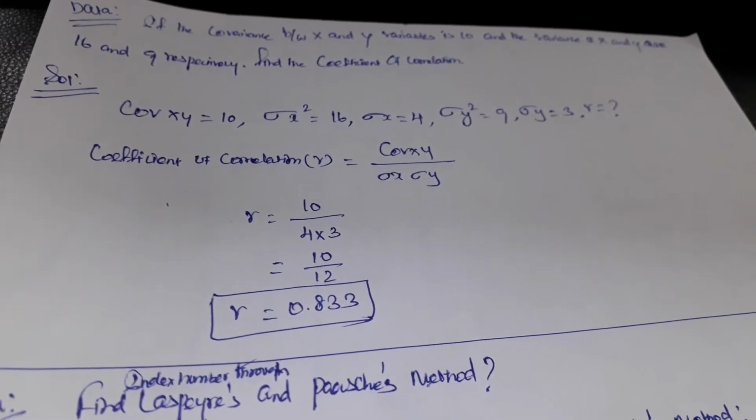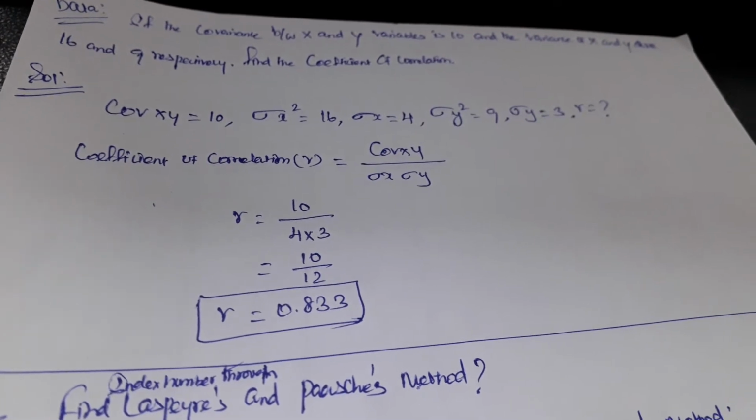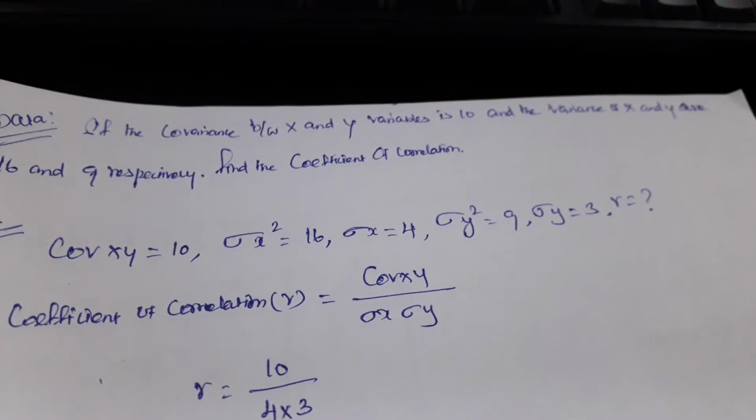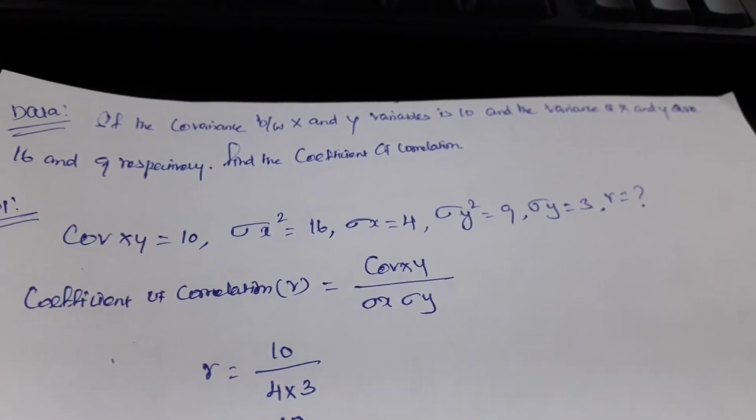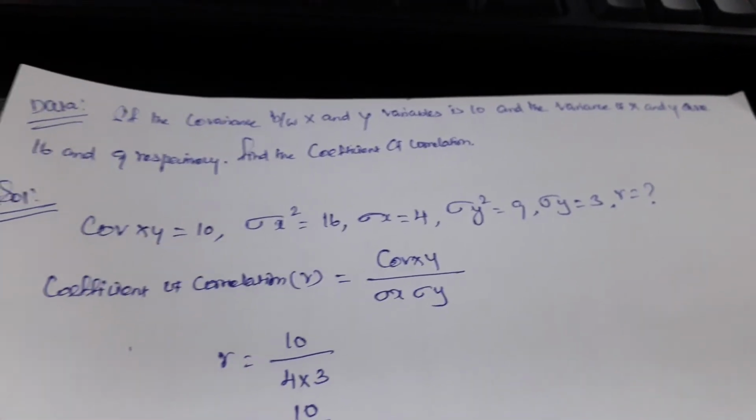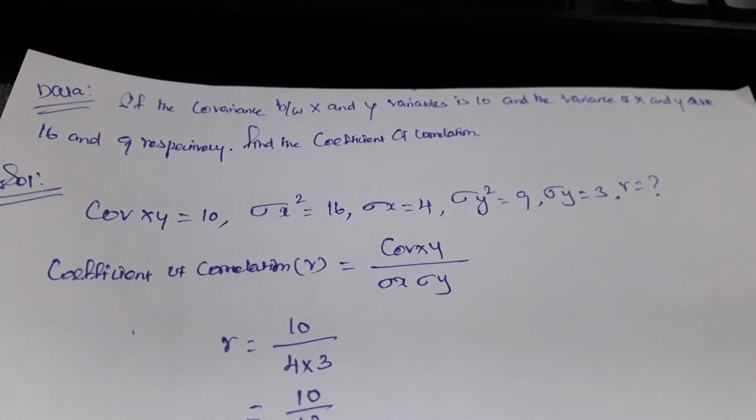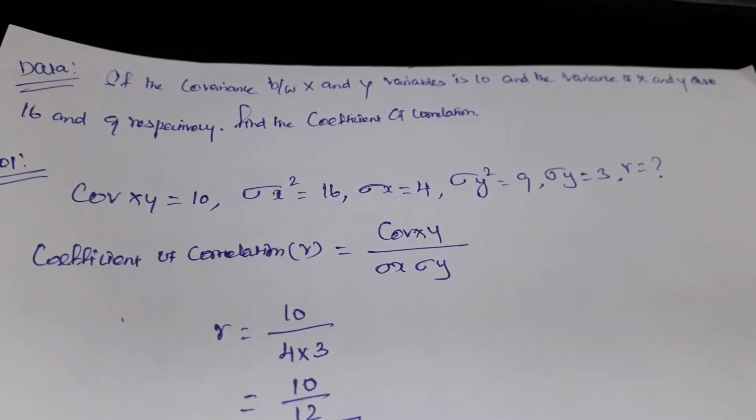The problem is given here as: if the covariance between x and y variables is 10 and the variances of x and y are 16 and 9 respectively, find the coefficient of correlation.